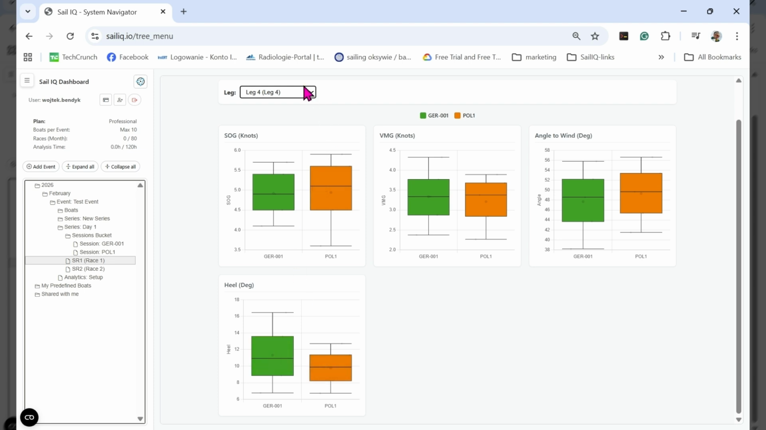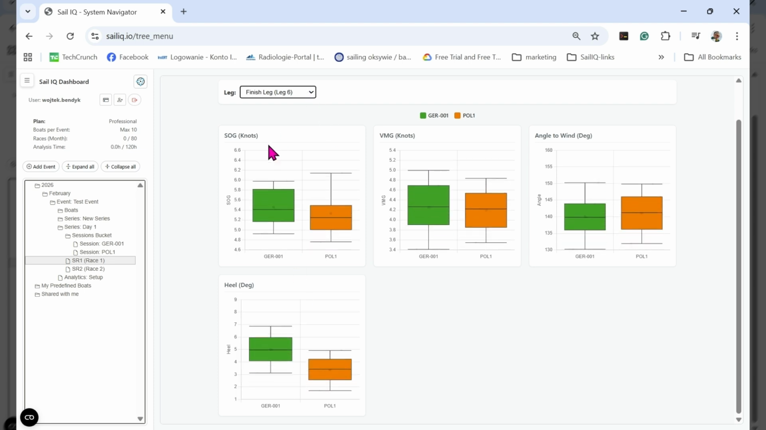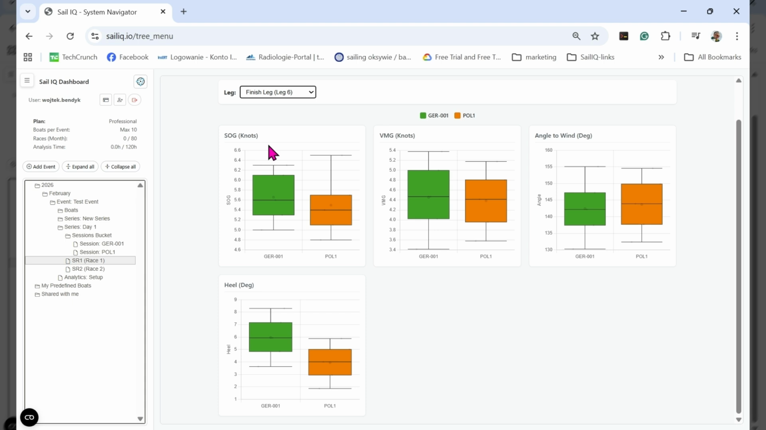Finally, the last leg. GR001 again demonstrates more consistent speed over ground and achieves a higher VMG. Angles to the wind are similar between the boats, but GR001 maintains about 2 degrees more heel. This could point to better sail trim or more optimized weight distribution.